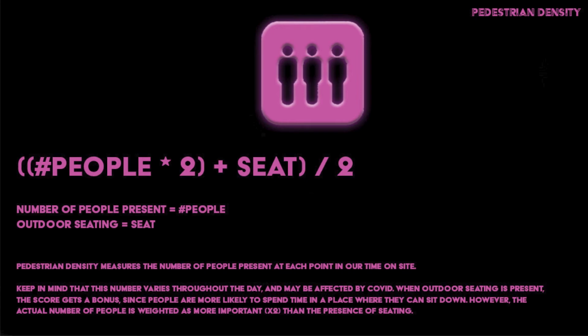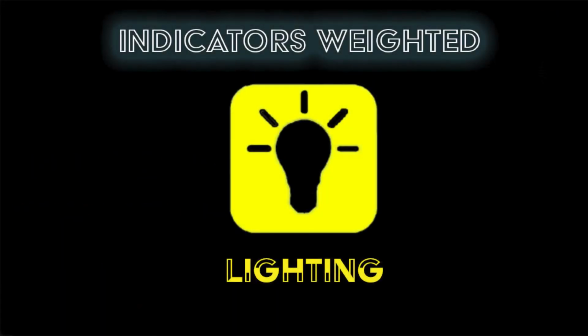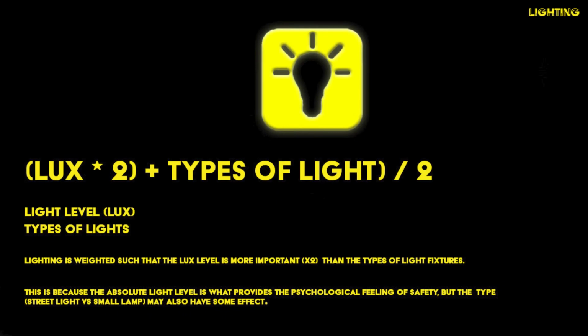Pedestrian density is the number of people present at the time of data collection. A bonus is given for the presence of outdoor seating, since this encourages people to linger. Light is a combination of the measured lux level plus a qualitative measurement of the type of fixture producing the light.